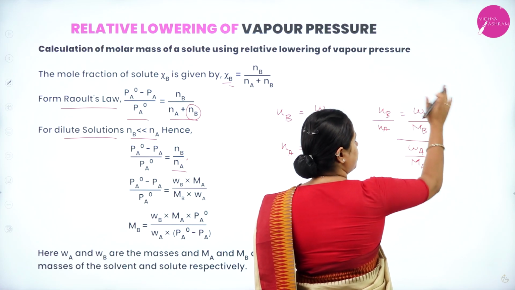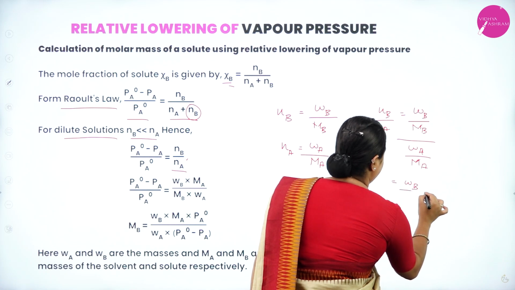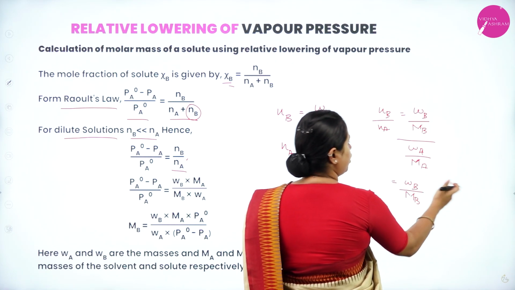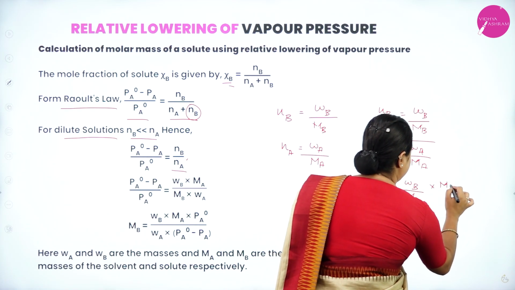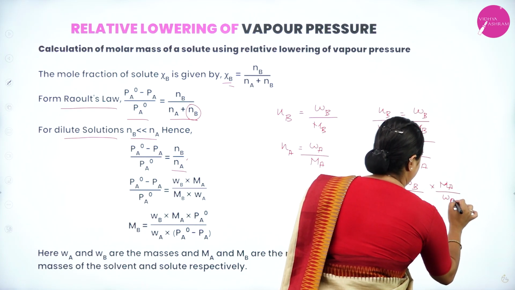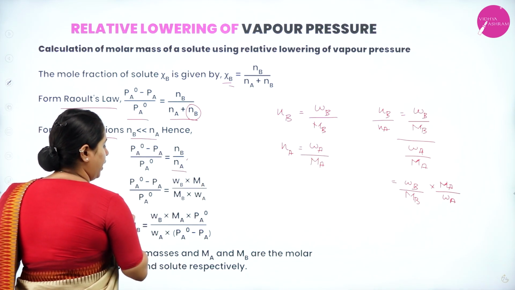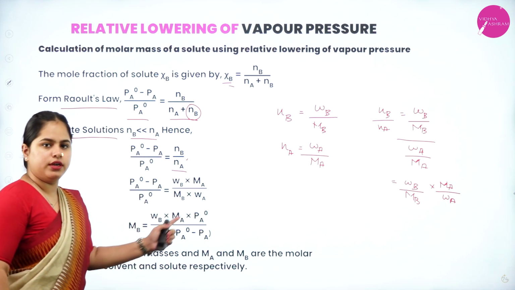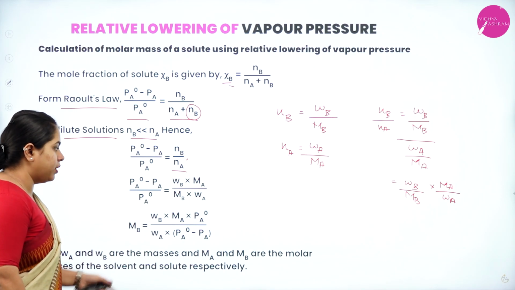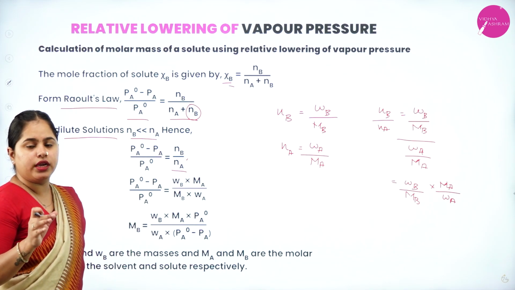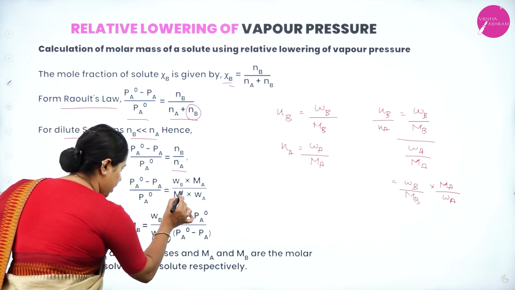So, what will happen if we take this to the numerator? The equation becomes Wb by Mb, and if you take Wa into the numerator, the Ma comes above, right? So, you will get Ma divided by Wa. Yes or no? So, this is the equation that you can see here, Wb into Ma divided by Mb into Wa, which we get from the equation of number of moles. So, from that, what are we finding out here? An equation to calculate the molar mass of the solute. So, you have the Mb here.